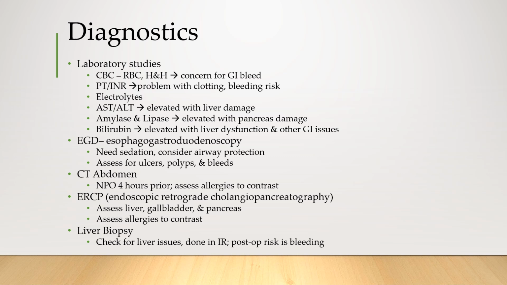Okay. So a CBC, specifically the RBCs and H&H, are looked at for GI bleed considerations. If we think someone has a GI bleed, we're going to be doing that bedside guaiac test to see if there's any blood in the stool. PT-INR. These are the clotting factors. So if your patient's on Coumadin, aspirin, heparin, or any of the other anticoagulants, they're at a bleeding risk.